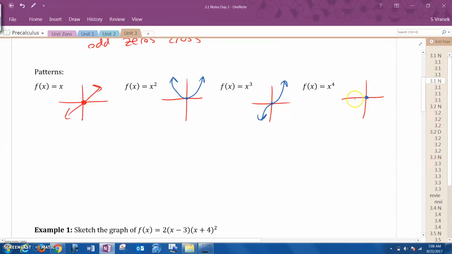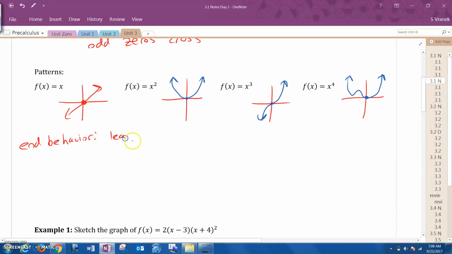Now, you can get fourth power ones looking like this, something like that. But basically, it looks like a parabola. Now, we're going to talk a little bit about end behavior here. End behavior is what the graph's doing at the ends, so if you go all the way to the left or all the way to the right.